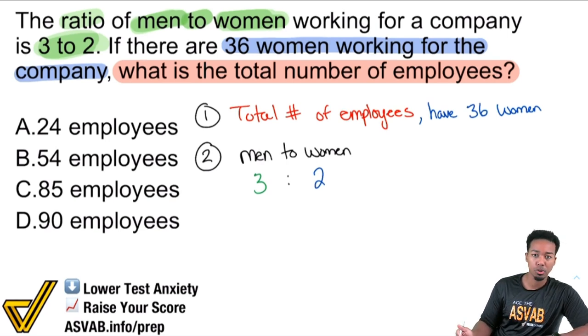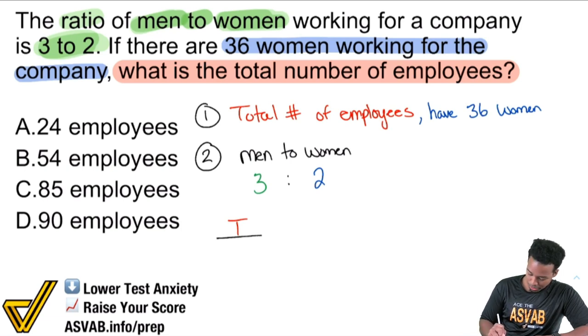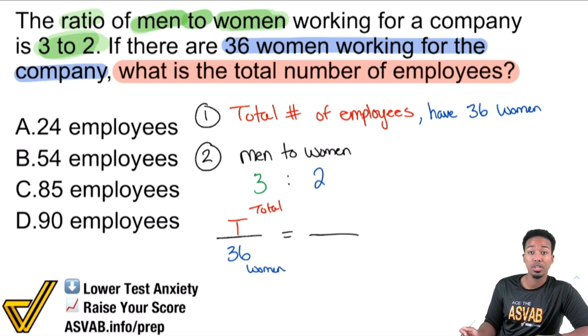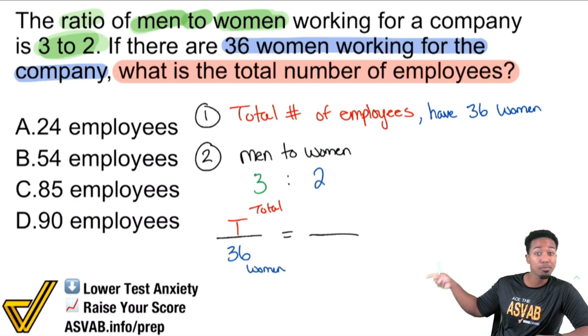Whenever you set up a proportion, set it up based off of what you want. So I want the total, and I have 36 women. So what I'll set up is I'm going to say T for total divided by 36 women. So again, this is women here, and here this is total. Remember, compare the same things in the same way. When I set up my proportion, on the right side over here, that right side needs to compare total and women. You have to do it that way, or else you risk getting the wrong answer.